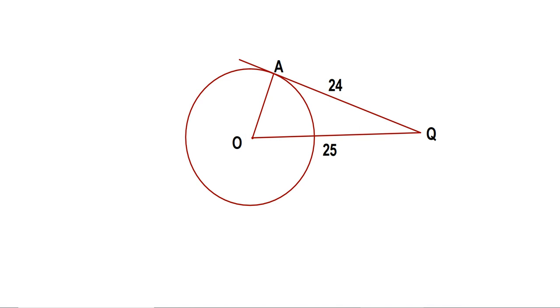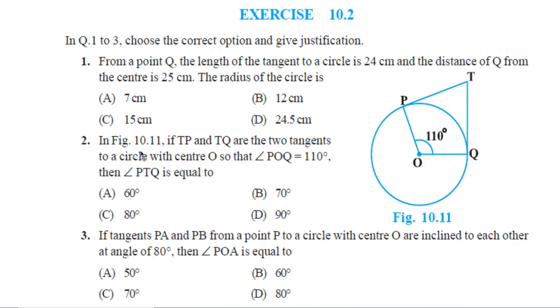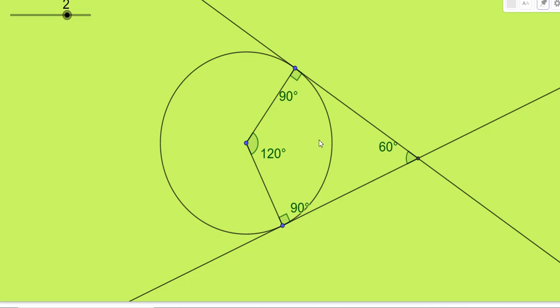Now look at question number 2. The figure is given. TP and TQ are the two tangents to a circle with center O. Angle POQ is equal to 110 degrees. Then what is angle PTQ? Here you can see the radius and tangents make 90 degrees.